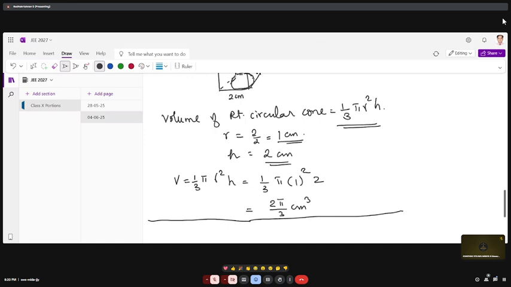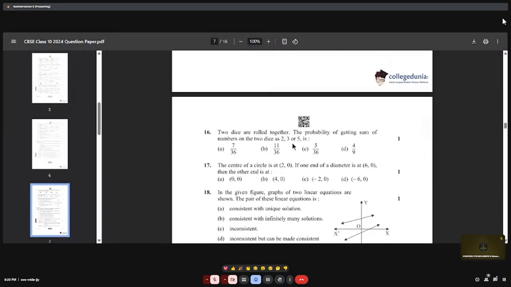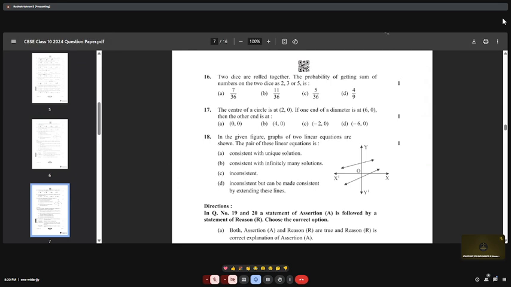Let's go to the next problem. Problem number 16. Two dice are rolled together. The probability of getting a sum of numbers on the two sides as 2, 3 or 5. So each die is going to have 6 faces, numbered 1, 2, 3, 4, 5, 6. When you roll one die, you are going to get one of these 6 values. You roll another, it's the same. So you roll both the dice together. You may get 1, 1, 1, 2, 1, 3, all kinds of combinations. So what is the probability of getting a sum of 2, 3 or 5?